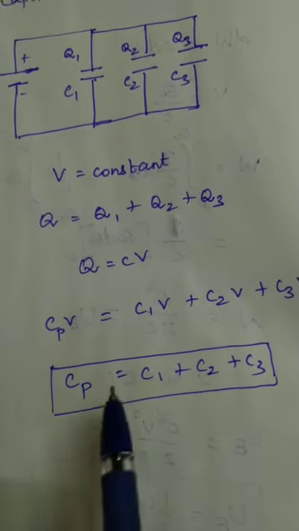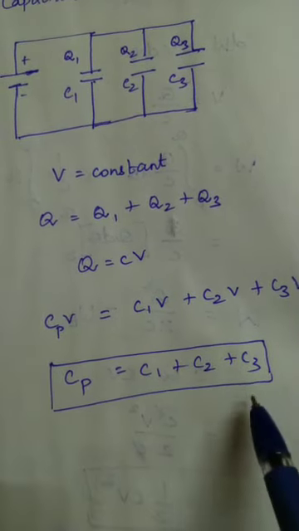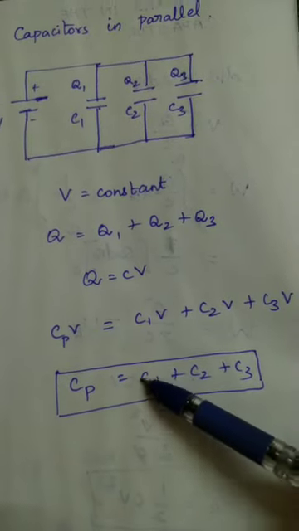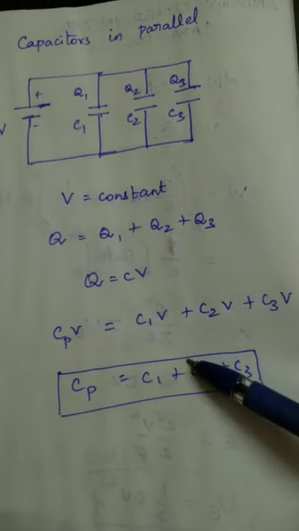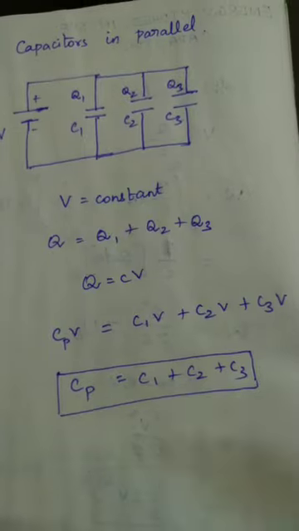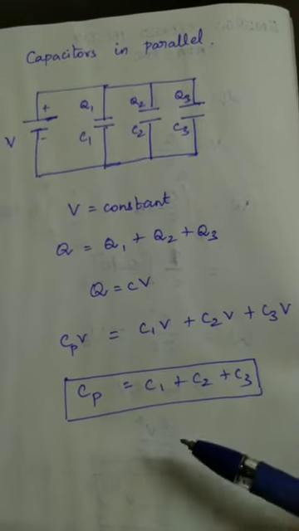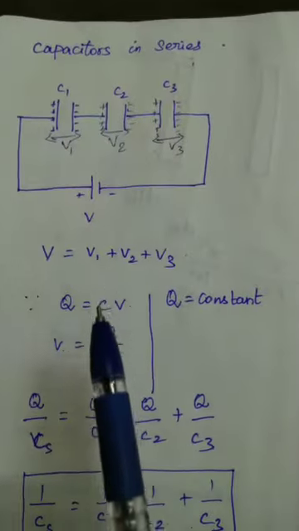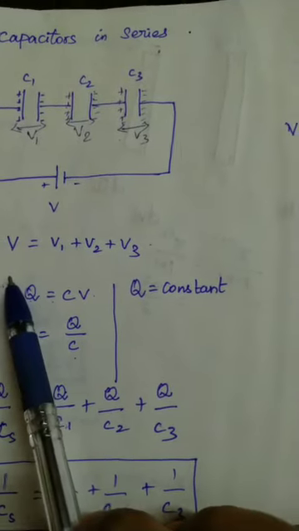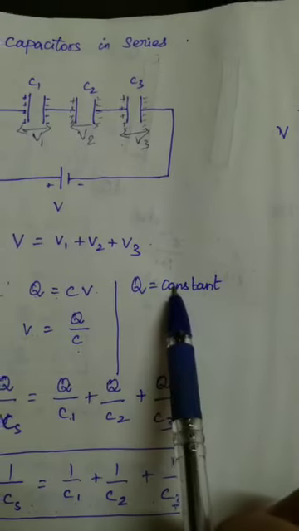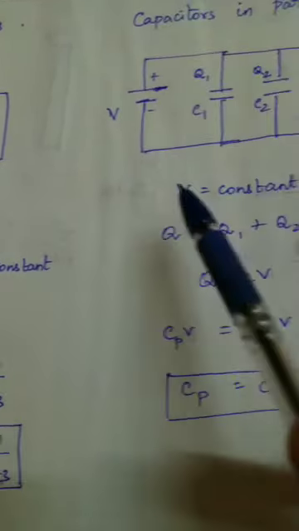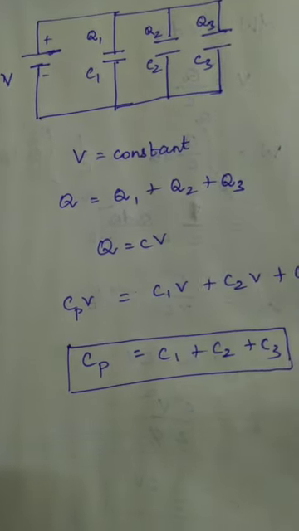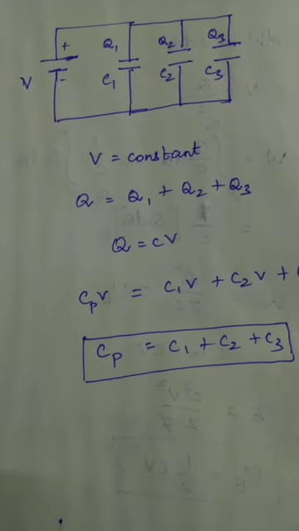Here the net capacitance when they are connected in parallel will be greater than the individual capacitances. Okay, see, this is the capacitance in series: here Q remains constant and potential varies. Here, in parallel, potential is constant and Q varies. That's all.